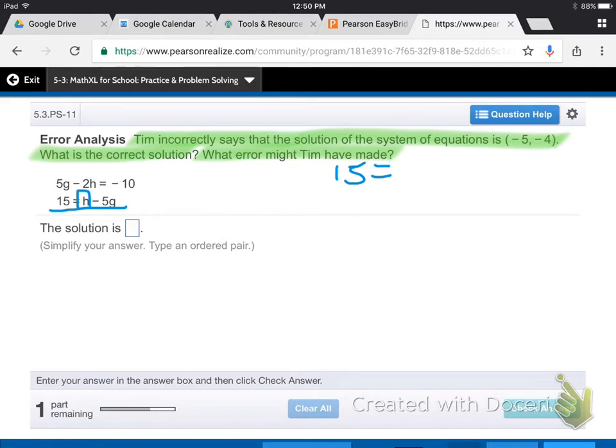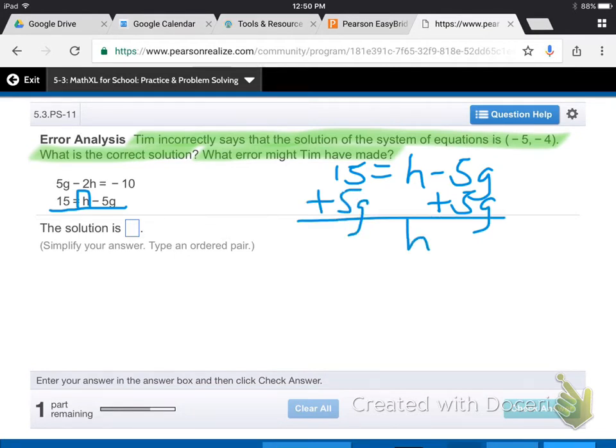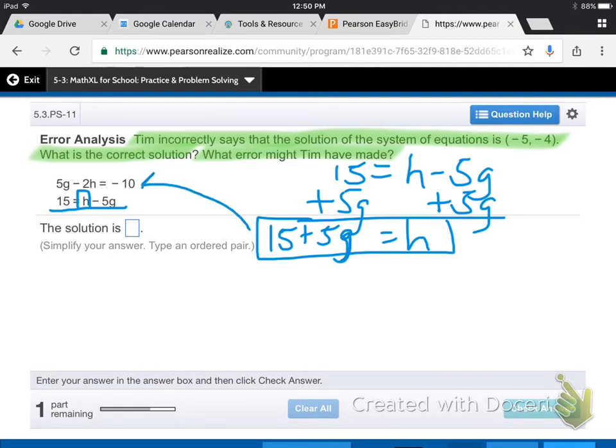h minus 5g. If I add 5g to both sides, I know that h equals 15 plus 5g. So there, I know that equation. So since h equals 15 plus 5g, I can take 15 plus 5g and put it in the other equation instead of what variable?